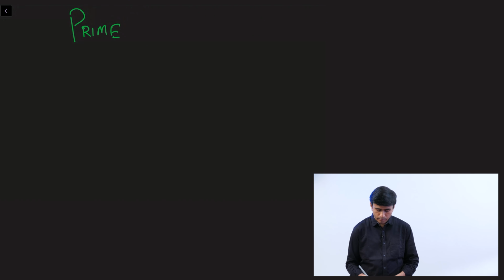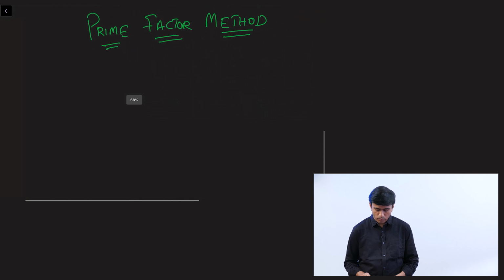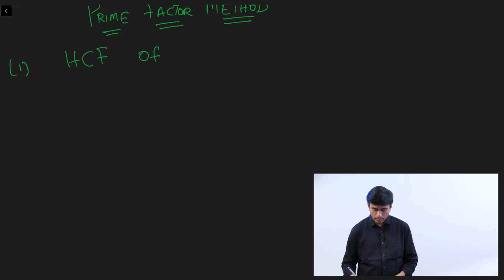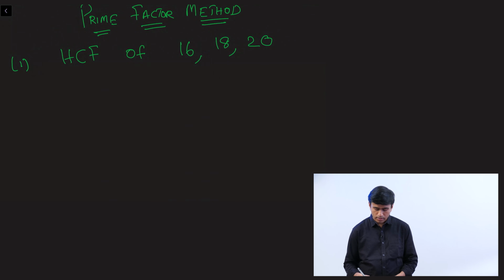Let's go to the next method. It's the prime factor method. This method is commonly used for small numbers. Let's take an example. How do we find the HCF of 16, 18, 20? As the name suggests, we need to find the prime factors of these numbers.